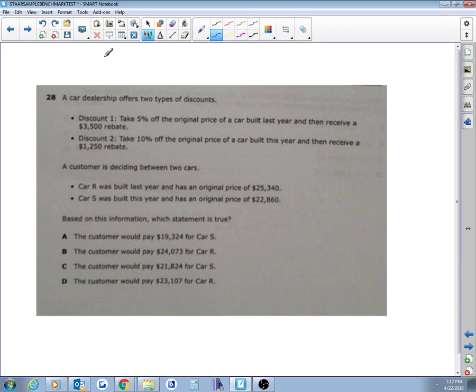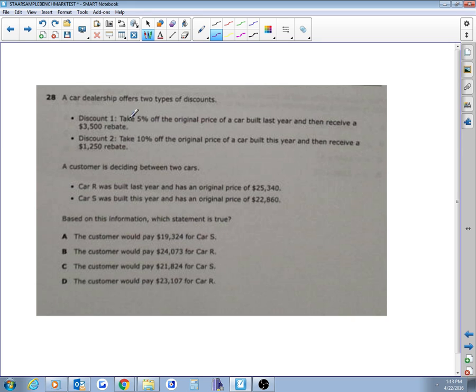Number 28. A car dealership offers 2 types of discounts. Discount 1: take 5% off the original price of a car built last year and then receive a $3,500 rebate. Discount 2: take 10% off the original price of a car built this year and then receive a $1,250 rebate. A customer is deciding between 2 cars. Car R was built last year and has an original price of $25,340. Car S was built this year and has an original price of $22,860. Based on this information, which statement is true?